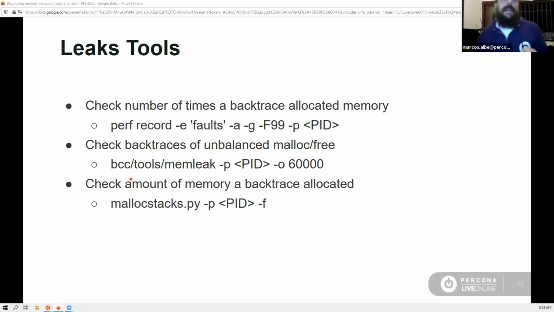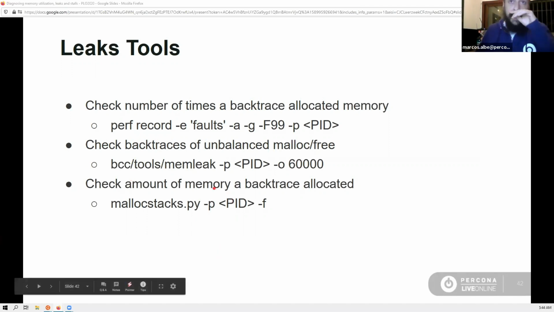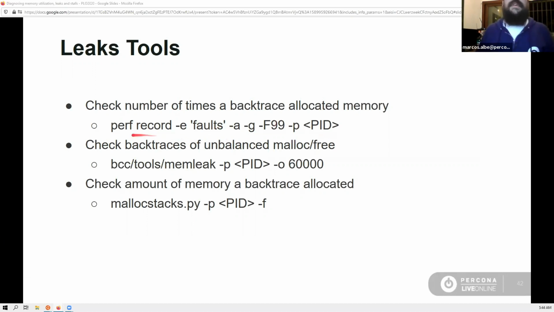We have a few tools, and I missed one that I want to show you today. But basically, this is the one I use very often. Perf record, and what I do is I record page faults. So I only record this event, and I only record for the PID of my interest. So with that, I can quickly and with relatively low impact, because I only sample at a frequency of 99 samples out of 1,000.